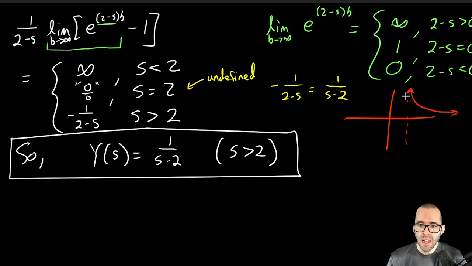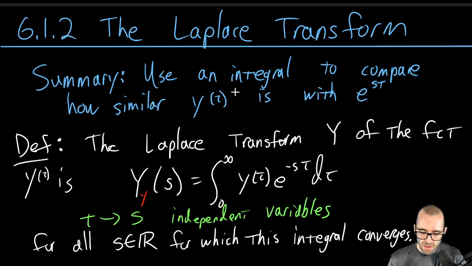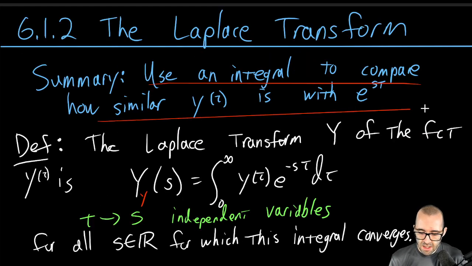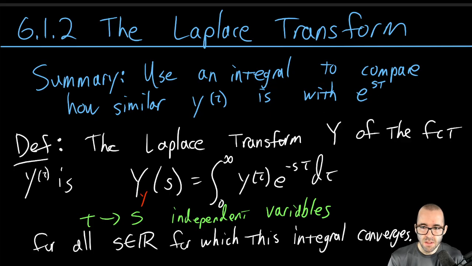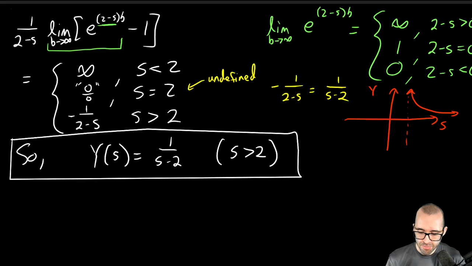So yes, you can see, if this is our s-axis and this is our y-axis, the Laplace transform does get smaller the further we are from 2. So we did exactly what we wanted to do. And we can see that the closer s is to 2, the bigger the Laplace transform. We're comparing how similar our function is with e to the st. Okay, so that's what we have right here.